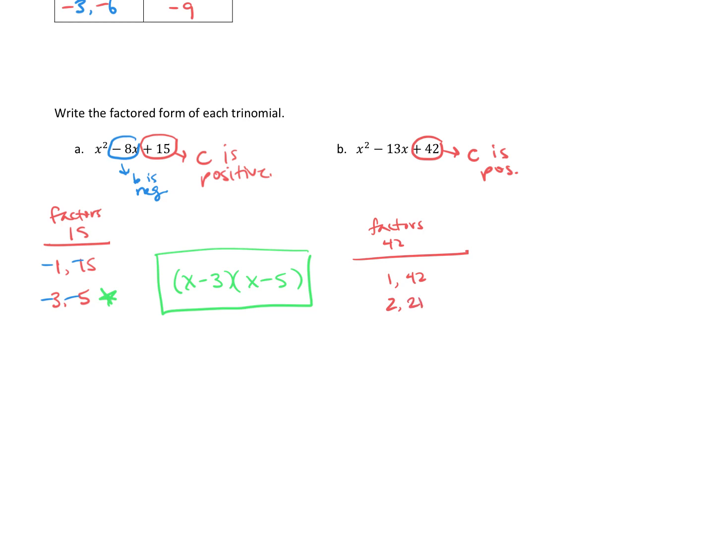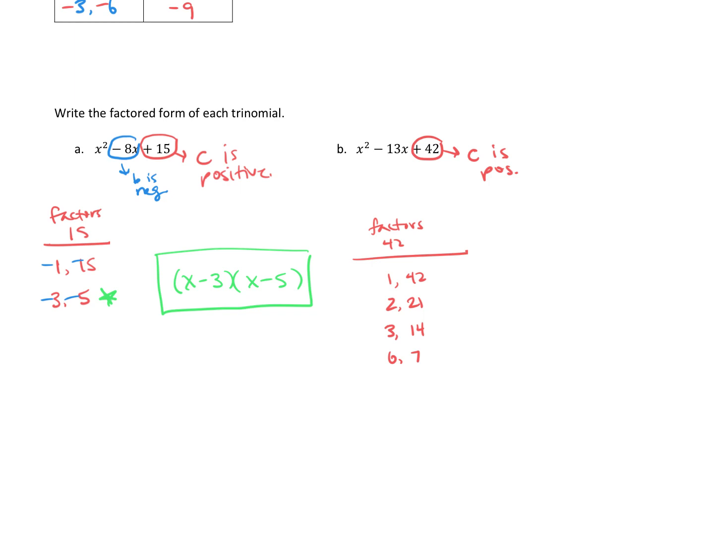Is 3 a factor of 42? If you weren't sure, all you'd have to do is just take 42 and divide it by 3 and see if you get an answer that's not a decimal. 3 is a factor with 14. 4 is not a factor, 5 is not a factor, 6 is a factor with 7, and then 7 would be the next one to check, which is on my list, so we've got all of our factors.